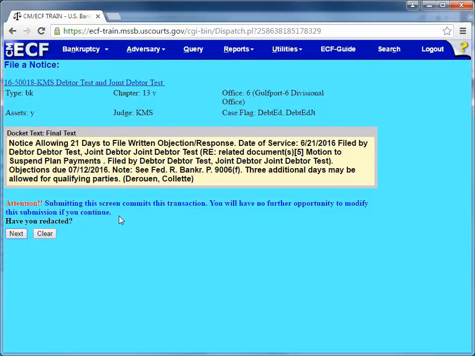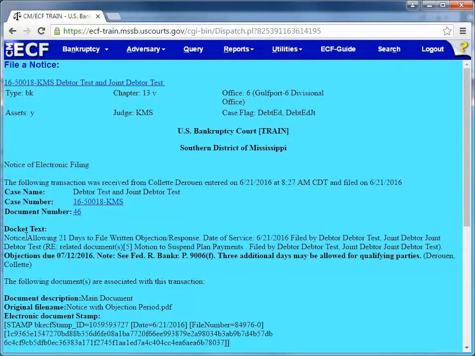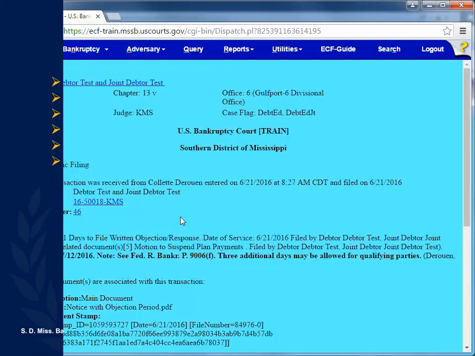This is the final docket text screen, and also my last opportunity to cancel the filing. Let's review the docket text. I have my type of notice, the date of service, the filing parties, my related pleading, and the objection deadline. Because the information is correct, I'm selecting Next to complete the filing process. The notice of electronic filing screen appears, confirming that my filing is now complete.